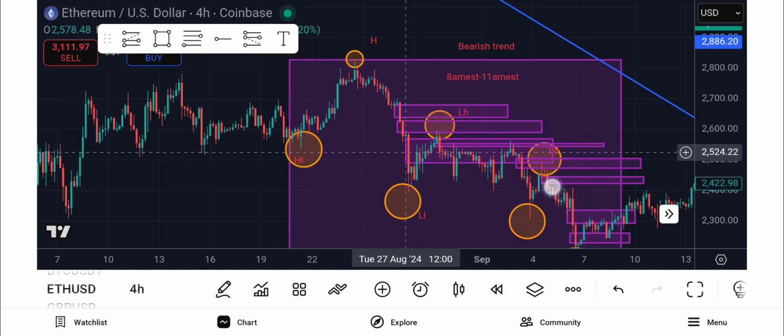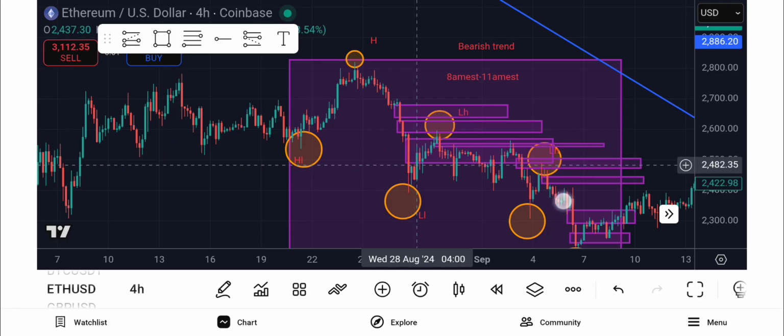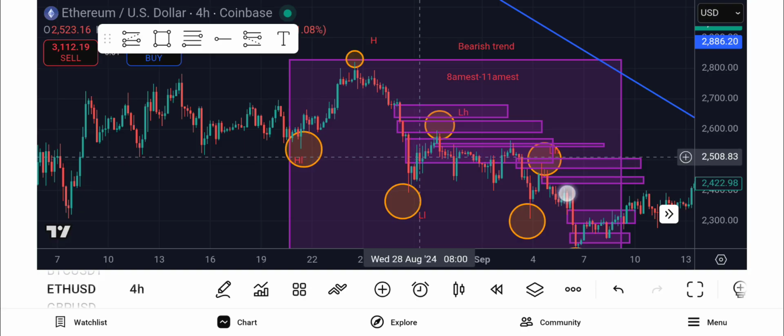This is a fair value gap here, right? This is the first fair value gap here. Waiting for price to get into that at around 8 a.m. to 11 Eastern. So look, 8 a.m. right here, right? This is the 8 a.m. This is the first entry.